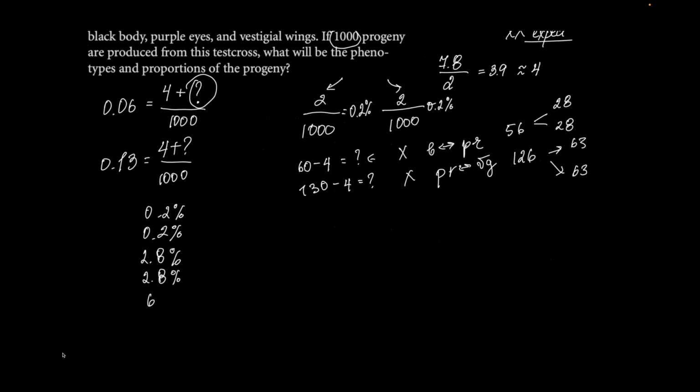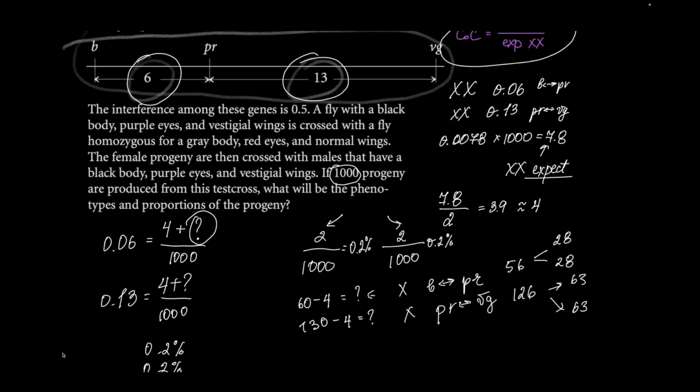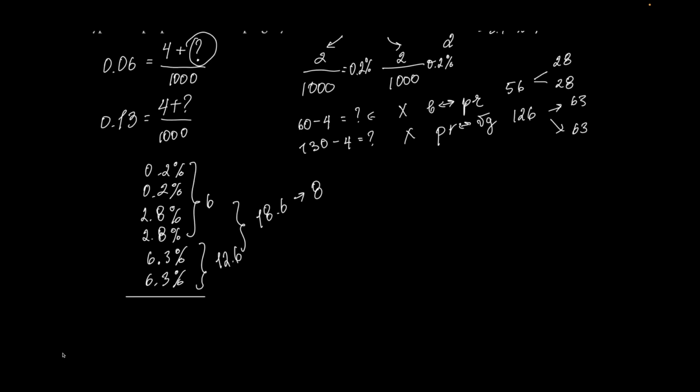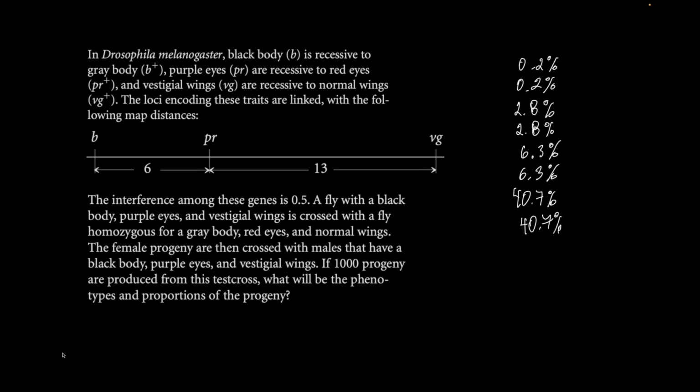Then 6.3% and 6.3% as your crossover between the middle and the third gene. If you tally all of that up, 81.4 divided by 2 is 40.7. Non-recombinants, 40.7%, and another 40.7%. So all we need to do is figure out which are recombinants and non-recombinants.